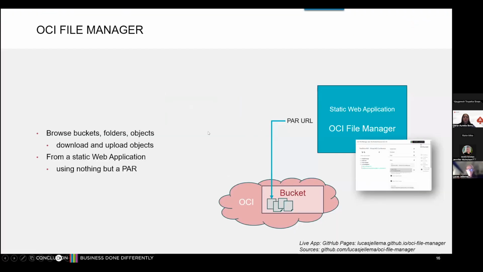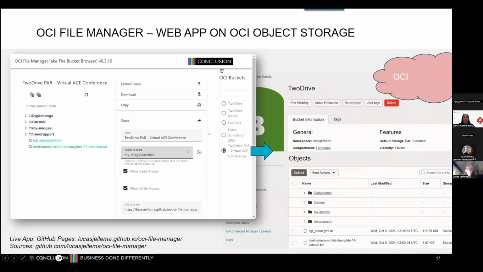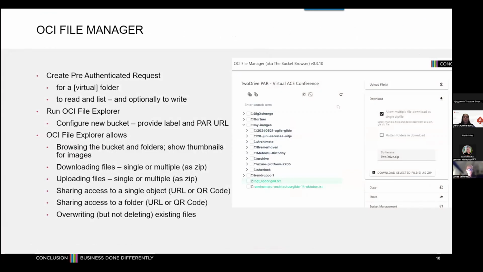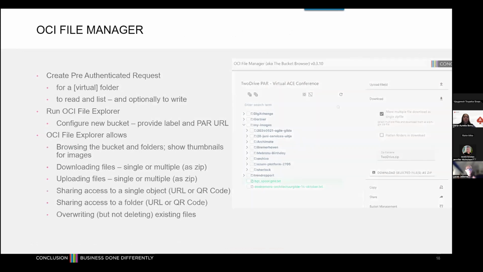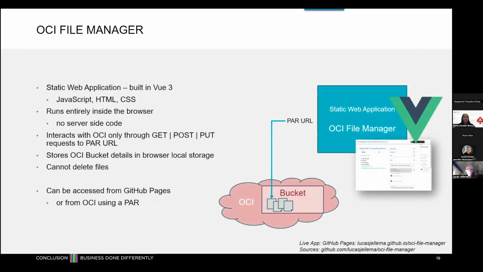Back to the presentation. Well, this is what the OCI File Manager looks like. This is what you can do with it. So you can share files. I'm actually using it all the time on my phone to push photos into my OCI bucket. And then, of course, I can access these photos on any other device. It's a Vue 3 application. It's running on GitHub Pages, but I could also publish it on OCI, as I just mentioned, using a pre-authenticated request URL.